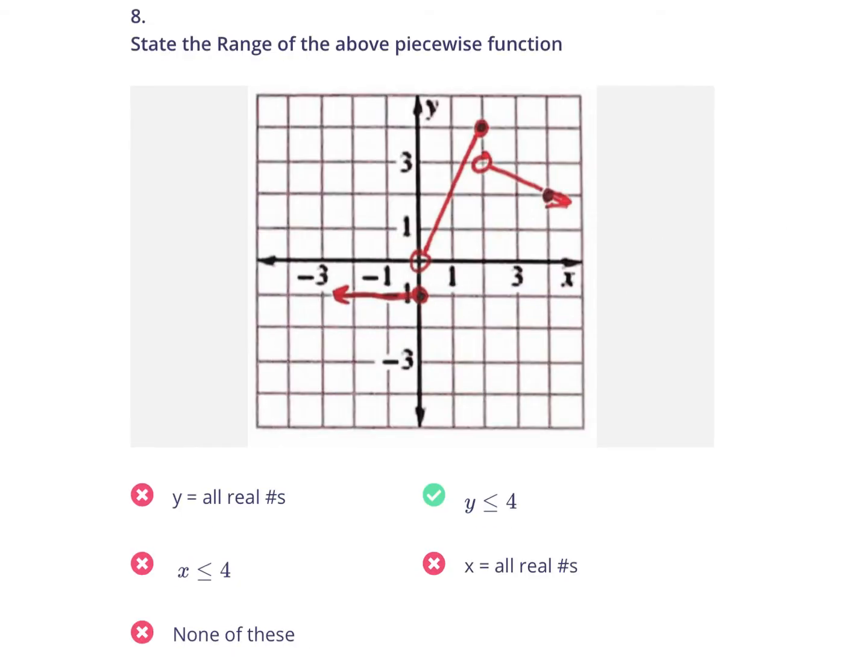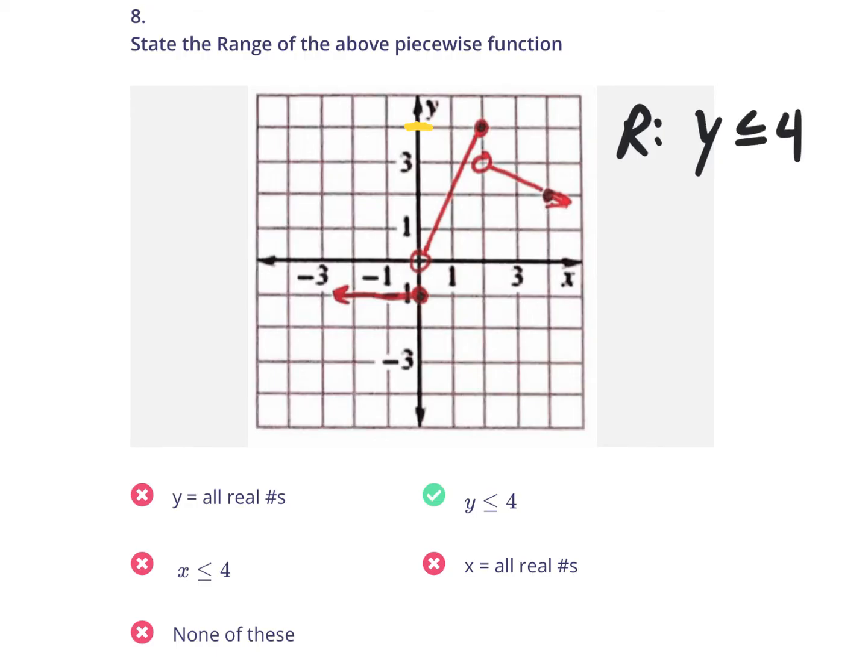Moving on. State the range of this guy. Well, does it go up forever and does it go down forever? If I had an arrow going up and one arrow going down, and it goes up and down forever, I would say y equals all real numbers. That's not the case here. It's going up, up, up, then bam, endpoint, it ends right there. So this is the highest y value of the entire piecewise function. That y value is 4. Everything about this piecewise function is below that y value of 4. So my range is y is less than or equal to 4.